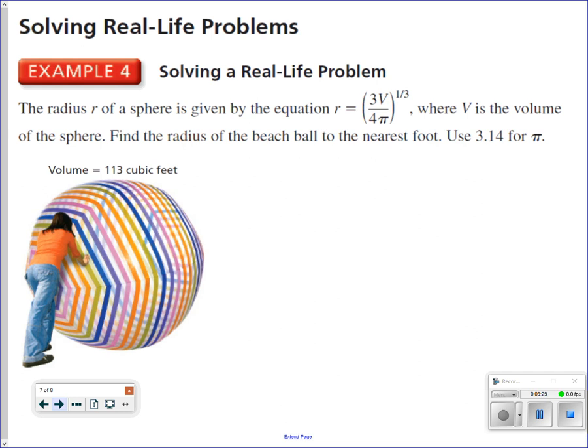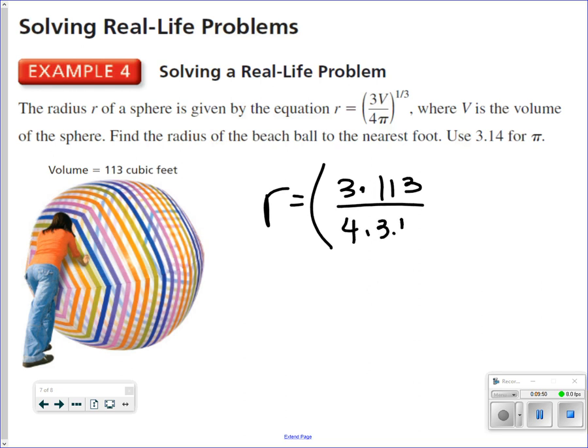A real world situation now. The radius of a sphere is given by the equation. So I have an equation to deal with where V is the volume of the sphere. Find the radius of the beach ball to the nearest foot. Now, 3.14 for pi, and they're giving you the volume. So radius is equal to 3 times 113, 4 times 3.14, raised to the 1/3 power.